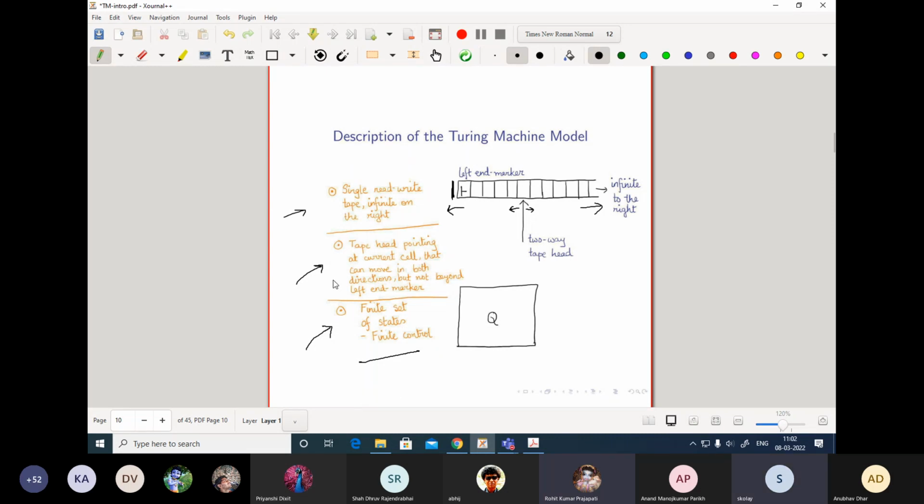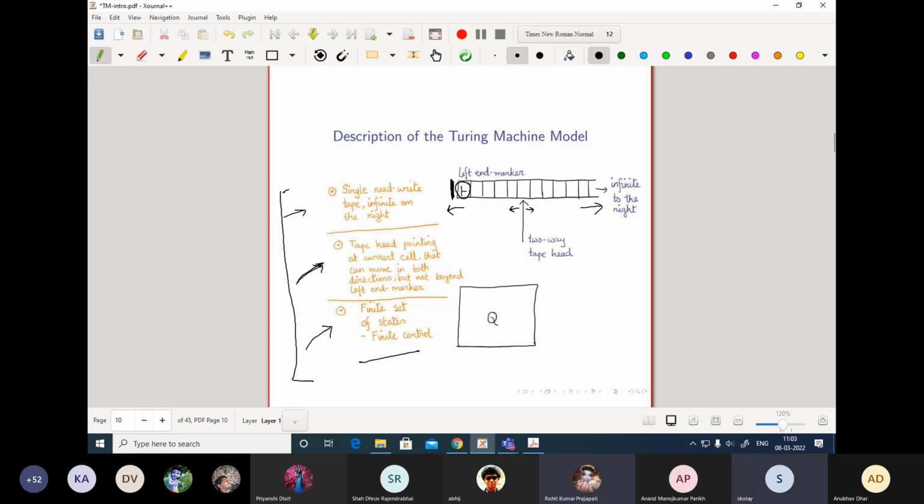Okay, so a Turing machine basically has these three components: a single read-write tape, which is infinite on the right and bounded on the left-hand side. To mark the bound on the left-hand side, we put a left-end marker on the first cell, and this left-end marker should never be erased. No matter what happens, this left-hand marker stays.